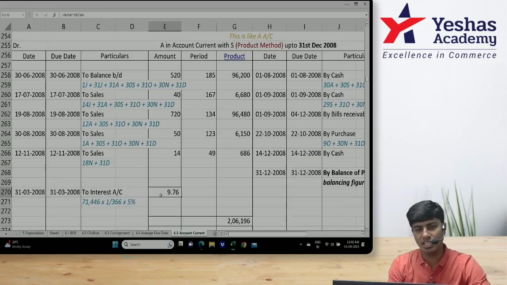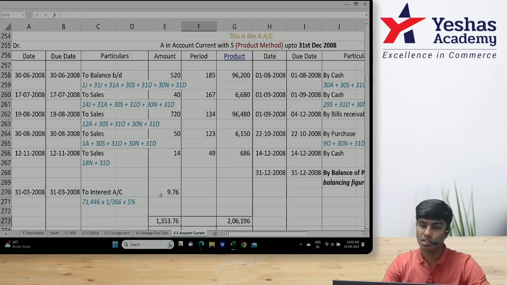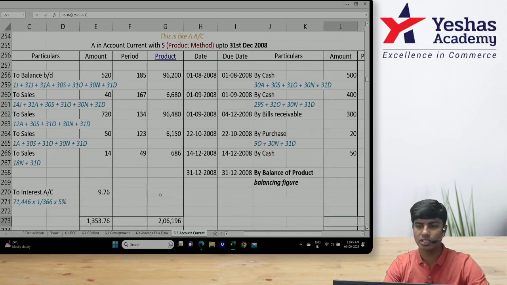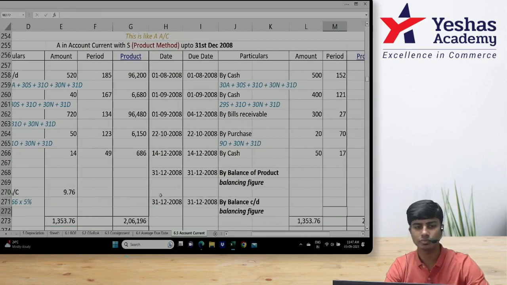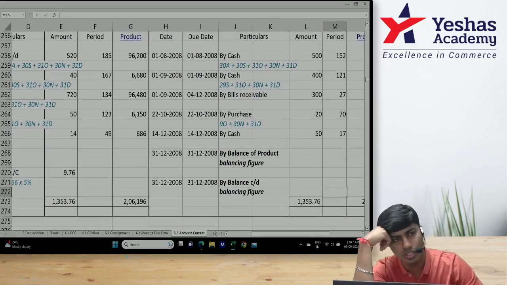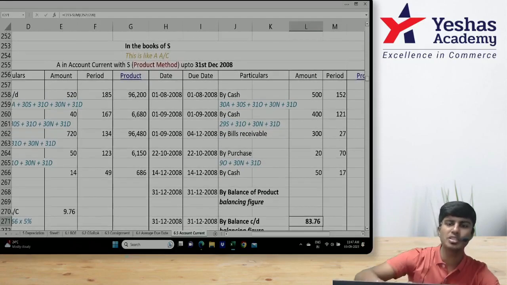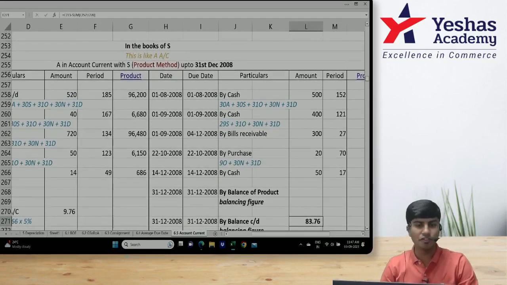520, 560, 1,360, 1,380, 1,430, 1,000. 1,353.76. Balancing figure. Balance carried down. 1,270 should be done. 83 point. So 83.76 rupees is receivable by S from A. Yes, to receive 83.76 rupees from A.